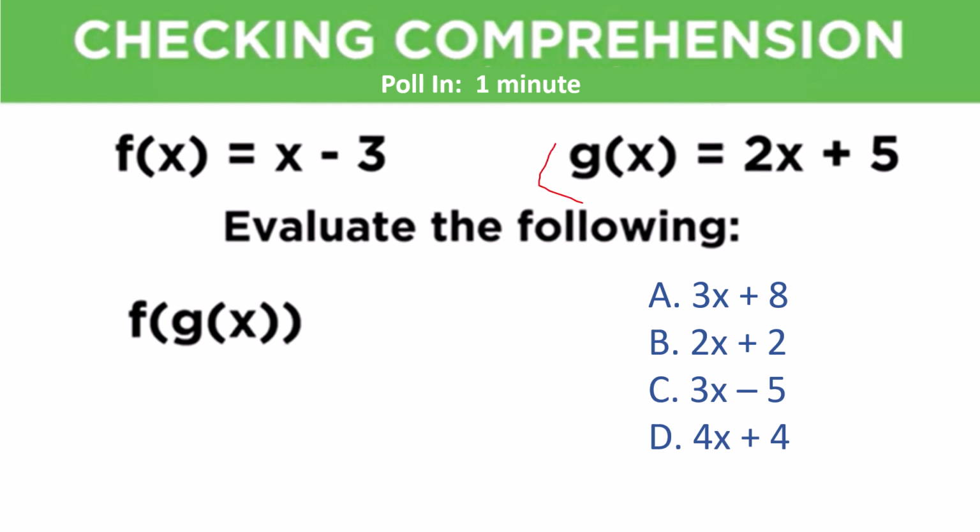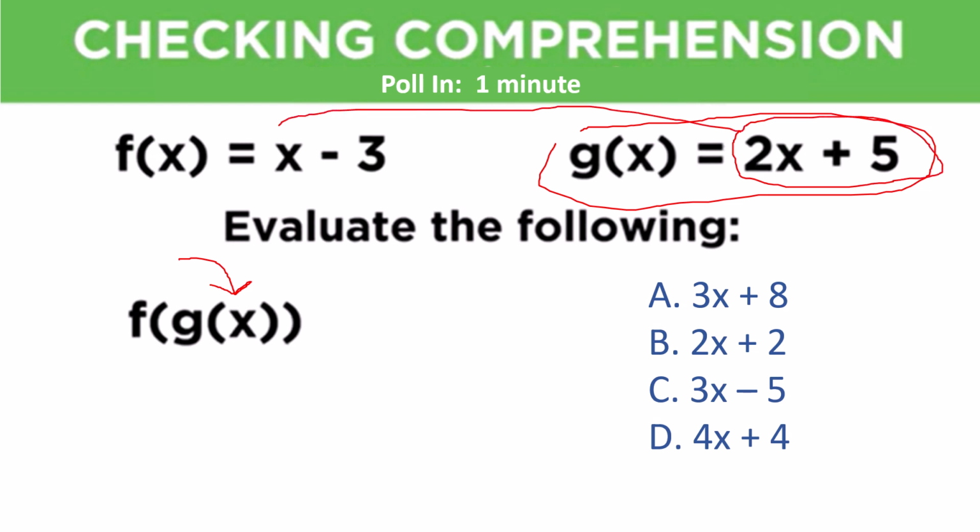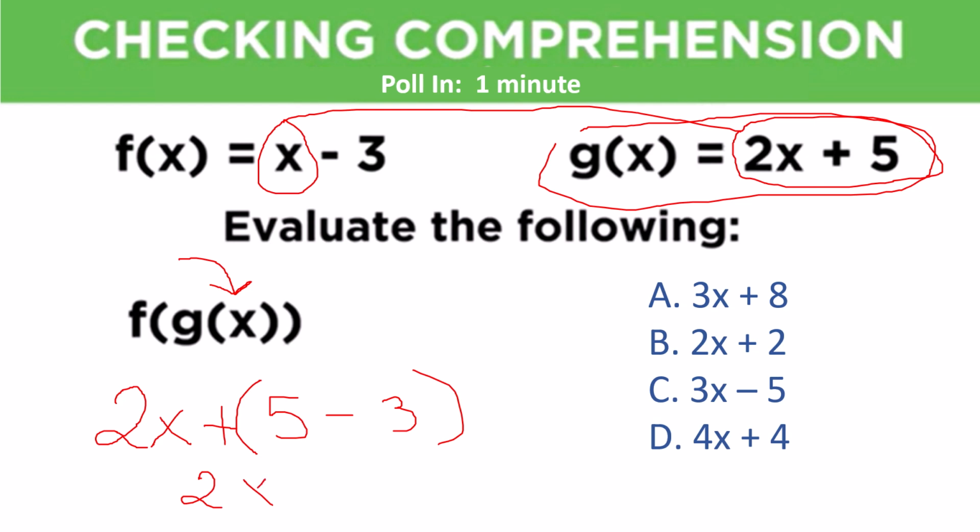All right, let's start here and work from the inside out. So we're going to take g of x, which is 2x plus 5. We're going to plug it in here where we have an x in f of x. So 2x plus 5 minus 3. We can combine these two constants. 5 minus 3 is 2. So simplifying this, you'll get 2x plus 2. The answer is B.